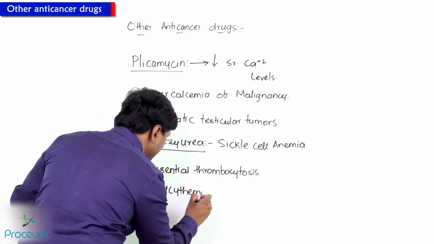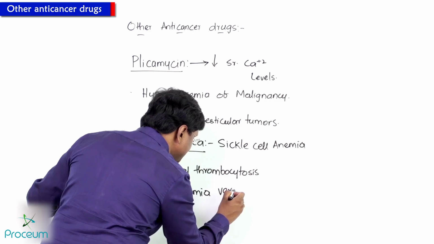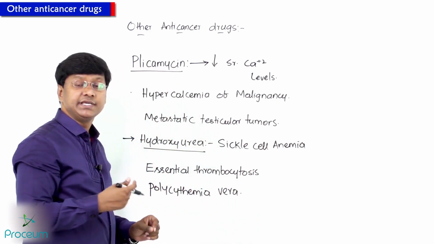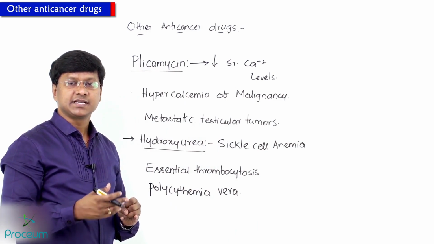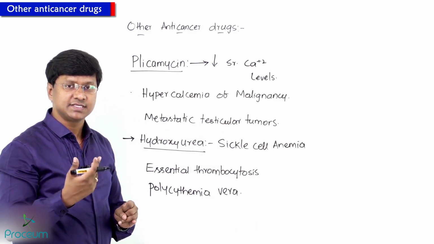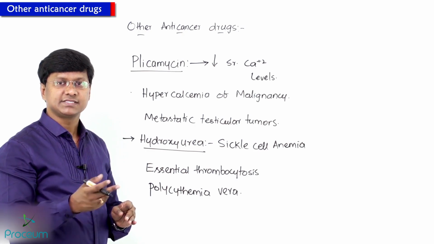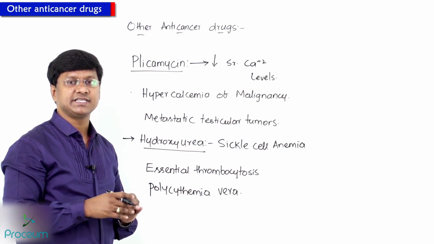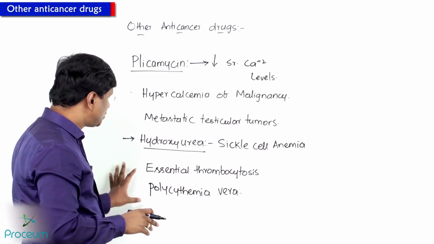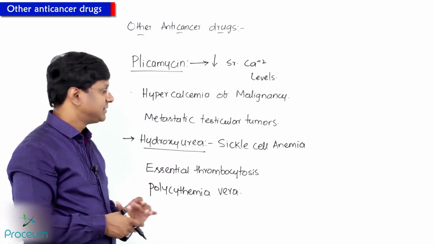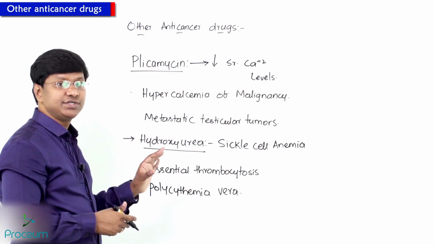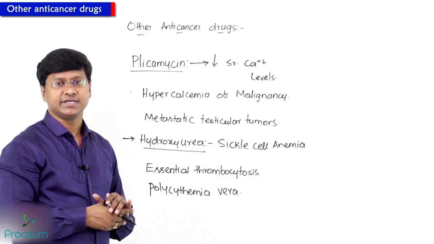Remember, polycythemia vera is a clinical condition which is characterized by an increase in the hemoglobin or RBC count, an increase in the WBC count, as well as the platelet count. So increased RBC, WBC and platelet count together constitute what is called polycythemia vera. Next, where is this particular hydroxyurea used in certain leukemias?